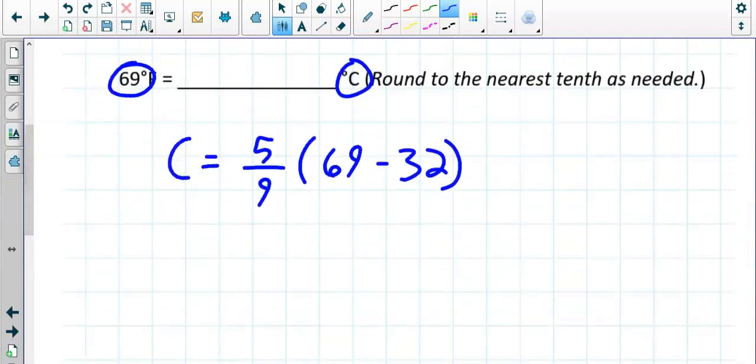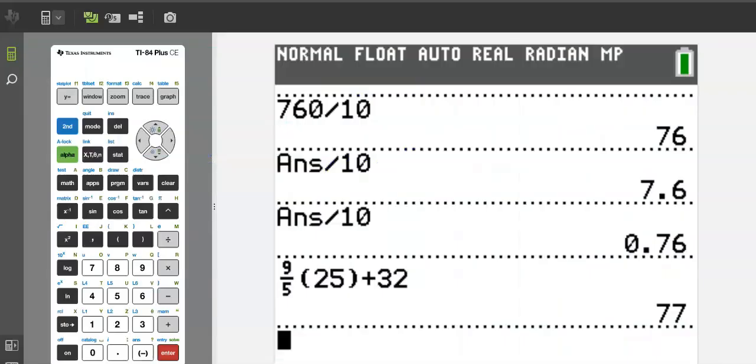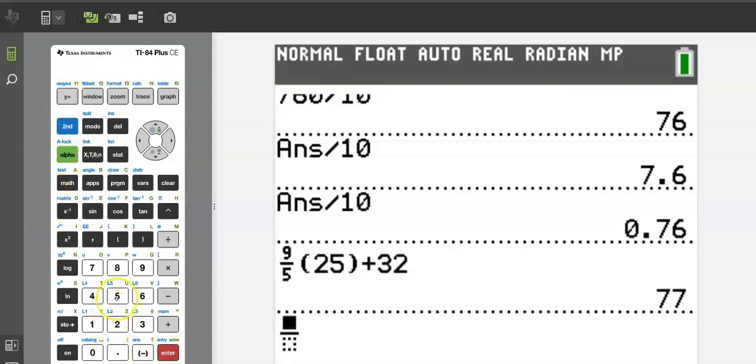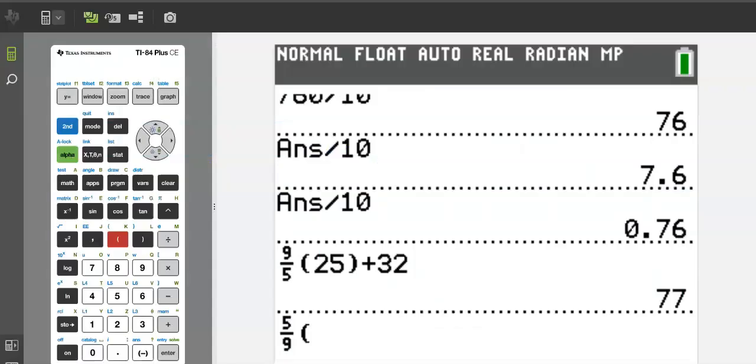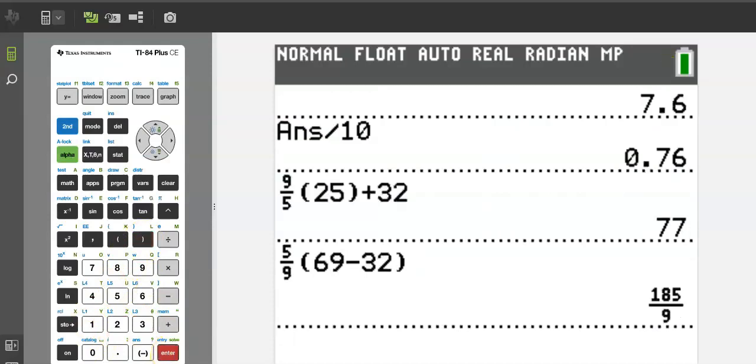So again, just go to our calculator. We'll take the 69 minus the 32, and then we'll multiply it by the 5/9. Or you can just put it all in at the same time. 5/9 out to the side. And what was our number again? 69. 69 minus 32. Enter. And there it is.